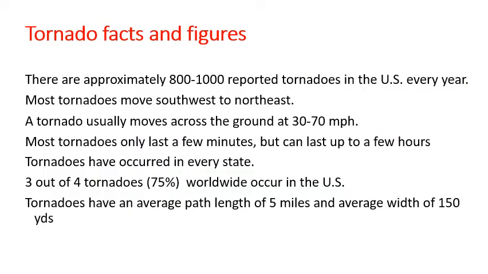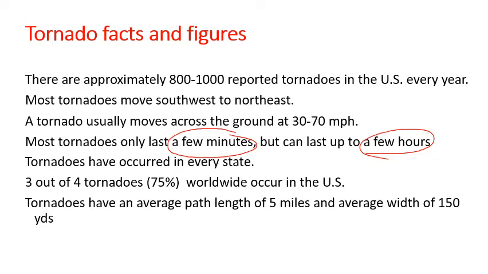Some other facts and figures about how many tornadoes happen every year. About 800 to 1,000, give or take. How fast do they move? Well, they move across the ground about 30 to 70 miles an hour. So as fast as you can normally drive a car, especially on a surface street. How long do they last? Well, mostly we're talking about in the minutes, 10 minutes, 15 minutes maybe. But as we've seen, they can last up to a couple hours.